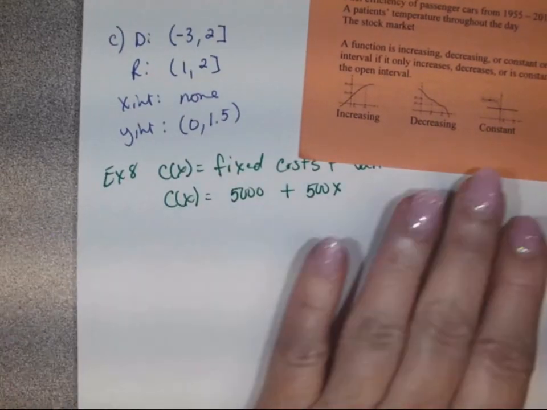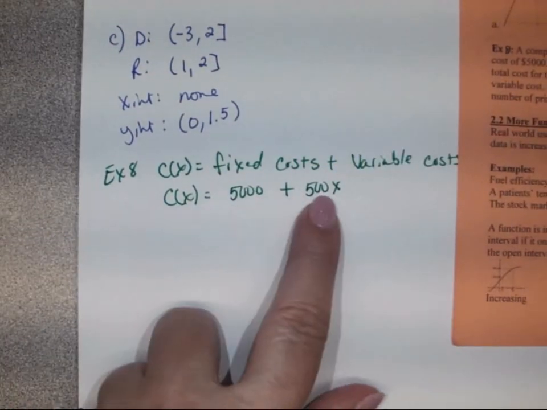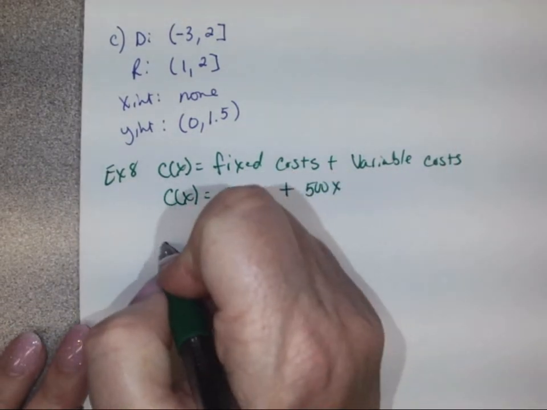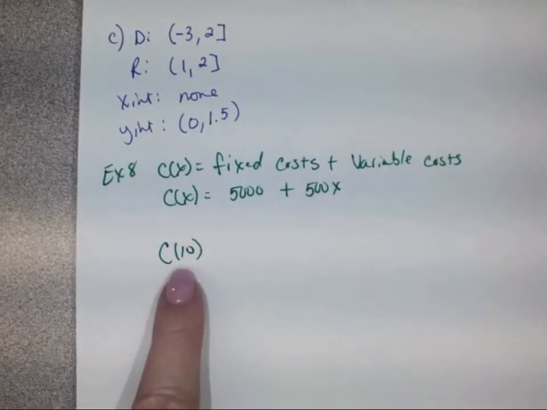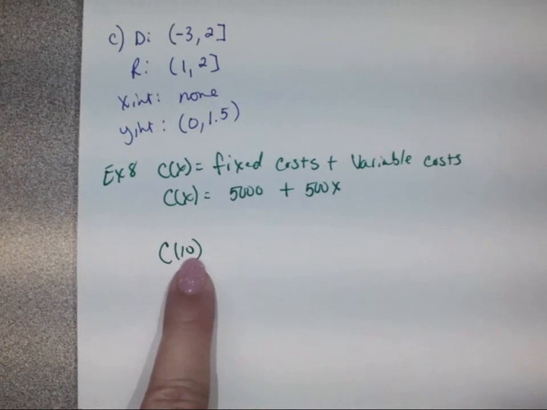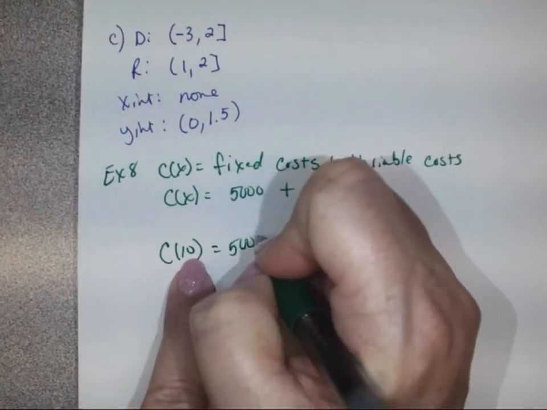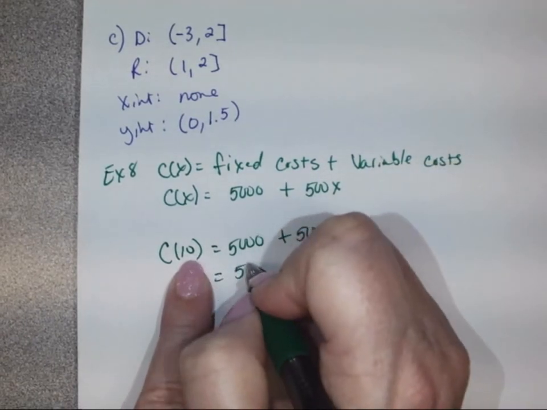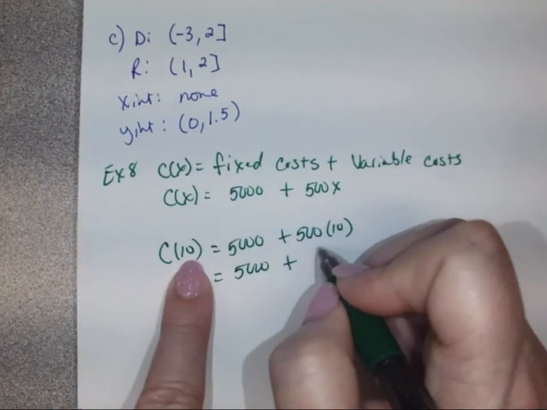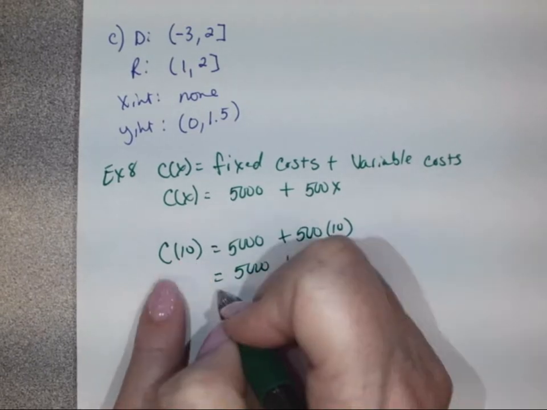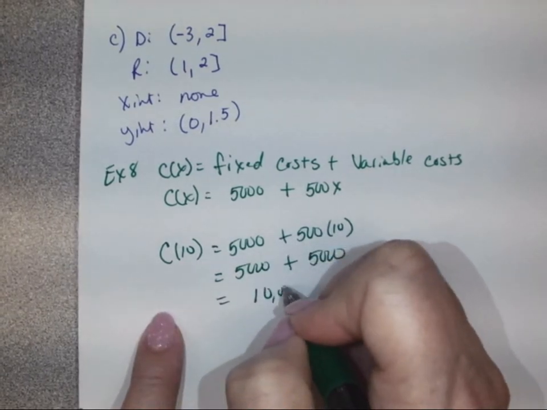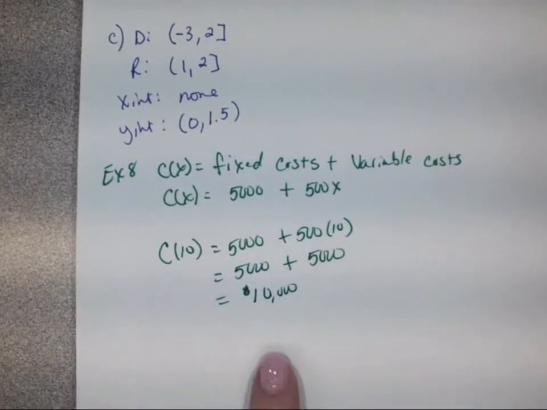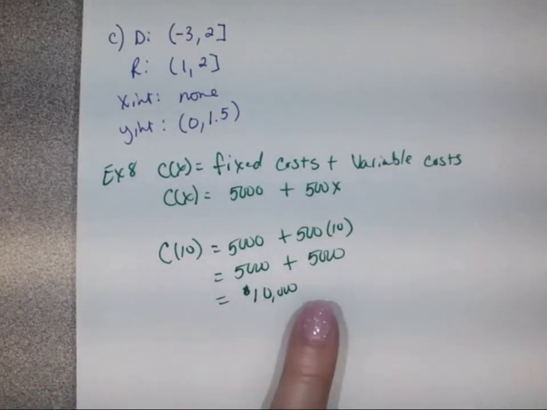As we're working this, that would be our function, and then it asks us to find C at 10. So that means, again, wherever x is, we're plugging in 10. So that'll be 5,000 plus 500 times 10. 500 times 10 is 5,000, so it will be 10,000. And we're talking about dollars, so we can put a dollar sign. Always note that your dollar sign goes in the front and not the back.